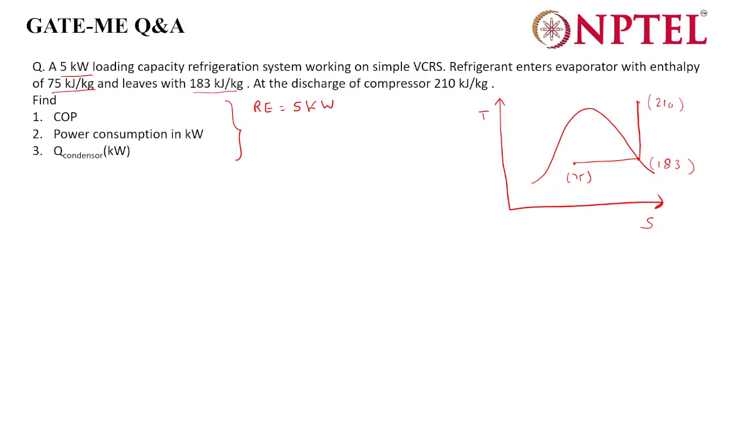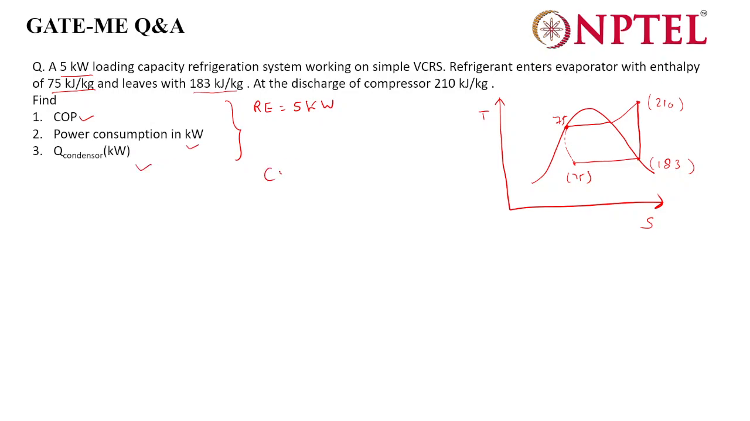So after this it will go to the condenser, and then it will come here only. So this point's enthalpy is not given. Can anyone tell what would be this? 75. It would be 75 because the throttling process happens in the expansion valve. So this point and this point's enthalpy would be the same. So now we know the enthalpy of all 4 points, so we can easily find the COP, power consumption, and heat rejection in the condenser.